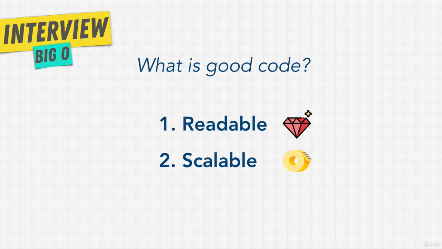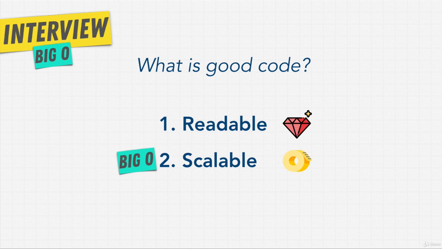One is readability. Is your code just generally clean? Can others understand your code? And then we have scalable code. What does that mean? Well, Big O notation is what allows us to measure this idea of scalable code that can scale. Something that we're going to get into and you're going to become more familiar with as we go through this section.